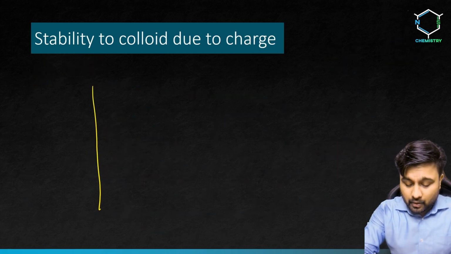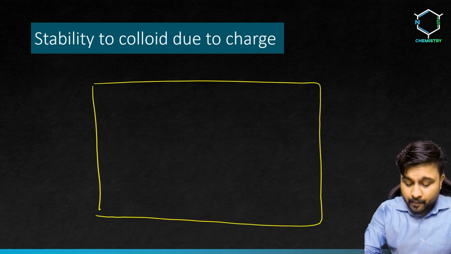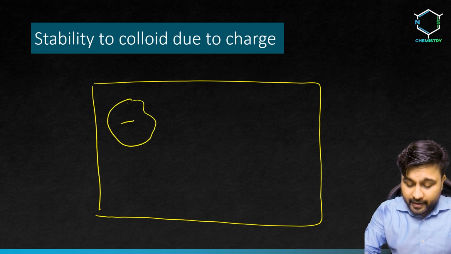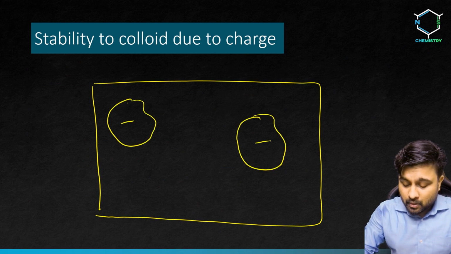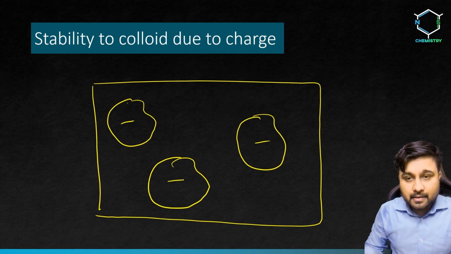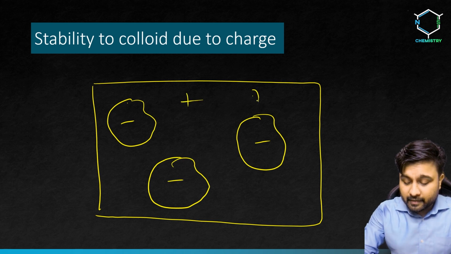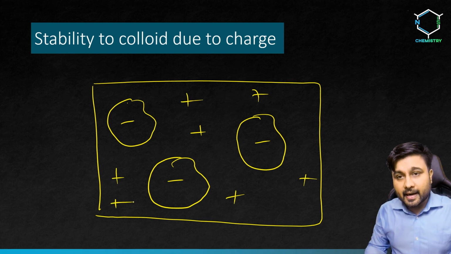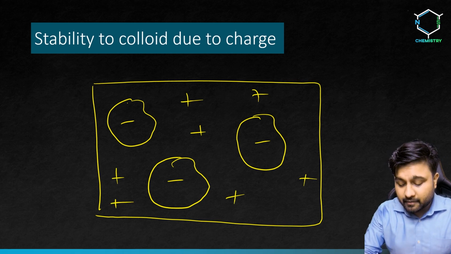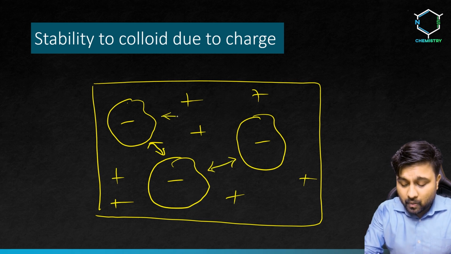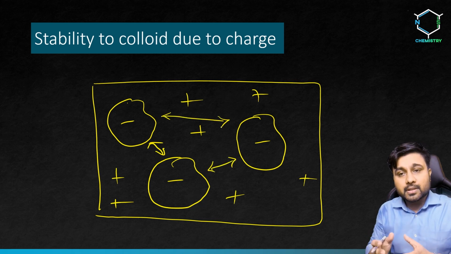If you have a colloid like this and there are particles which are negatively charged, तो क्या होगा बेटा? नेगेटिव नेगेटिव रिपेल. मीडियम इज पॉजिटिवली चार्ज, तो मोर पॉजिटिव आयंस आर प्रेजेंट अक्रॉस द मीडियम. तो क्या होगा? These negatively charged colloidal particles, they will repel each other. If they repel each other, तो बेटा how is a colloid more stable?